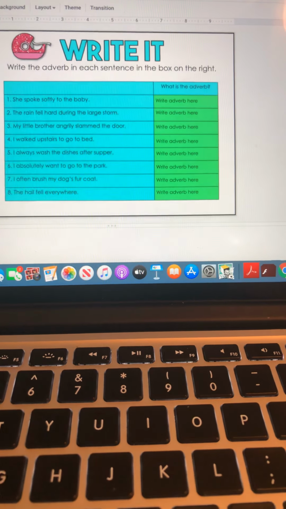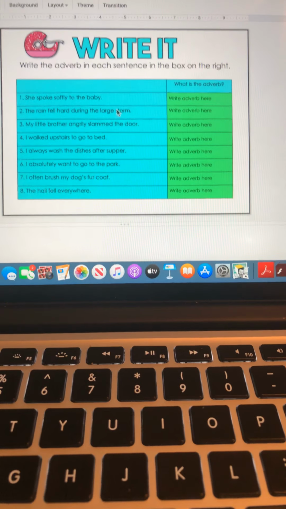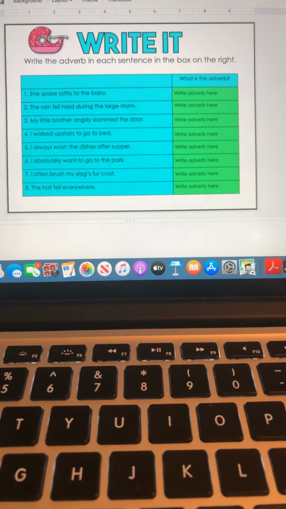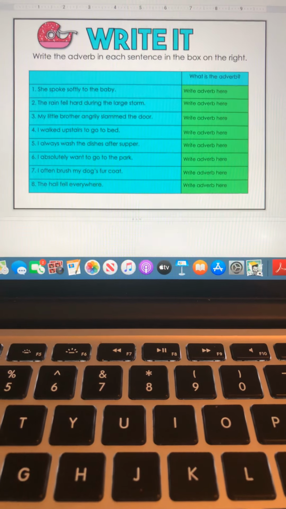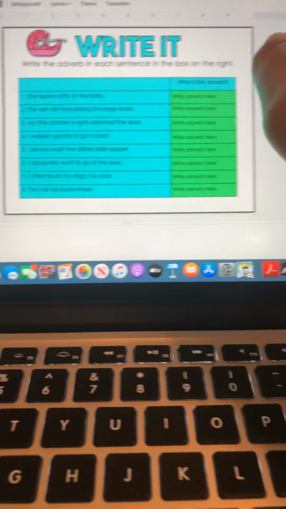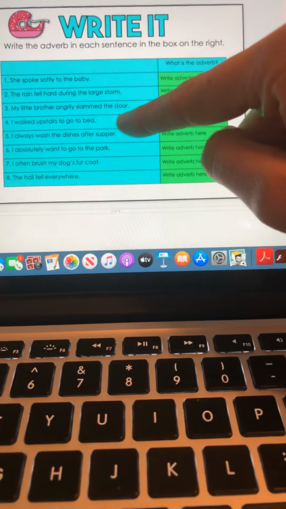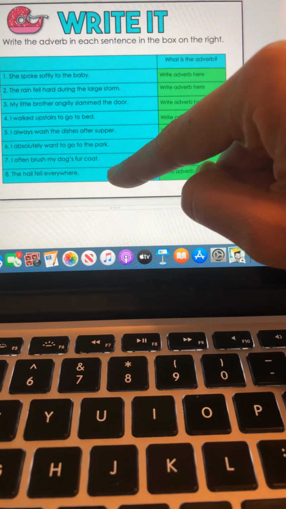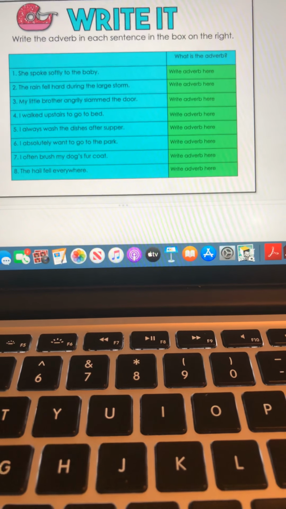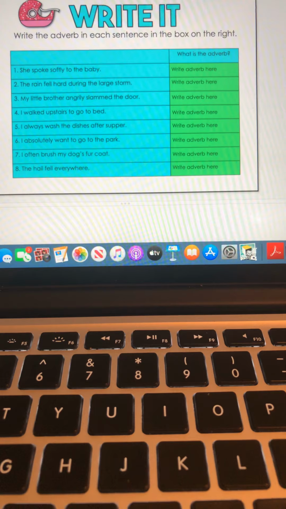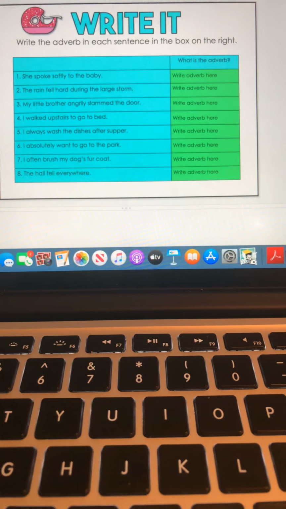All right, for the next slide, it's Write It. Write the adverb in each sentence in the box on the right. All right, so I'm going to read each sentence out loud to you, and as I read them, I need you to listen and figure out which is the adverb in the sentence. So we're going to do number 1 together.